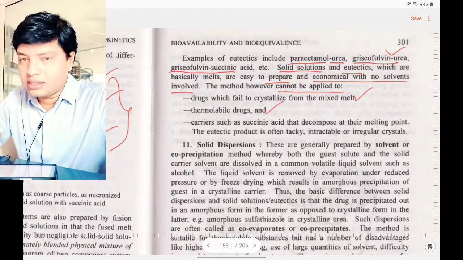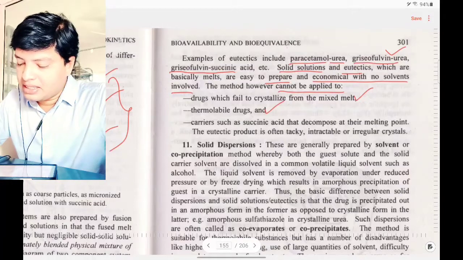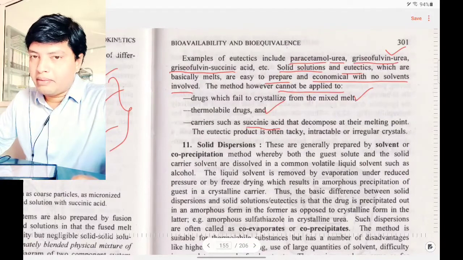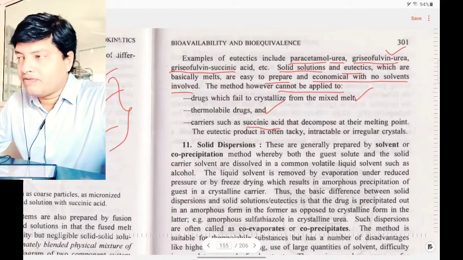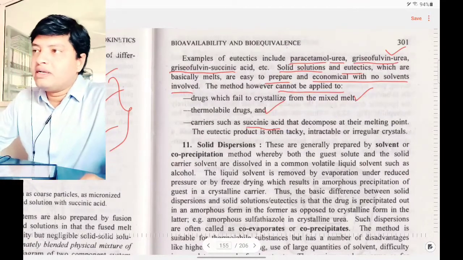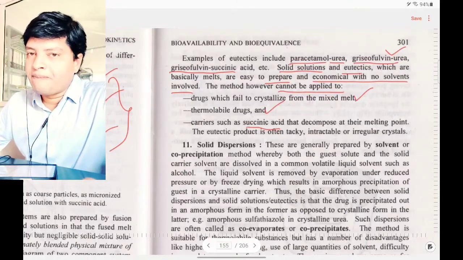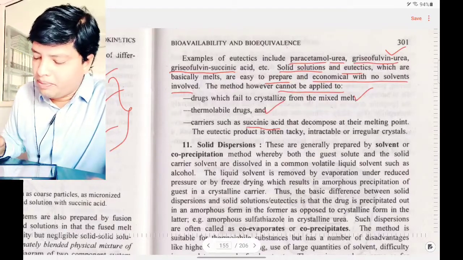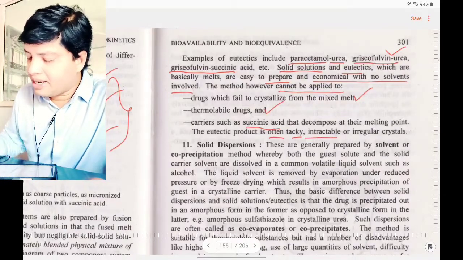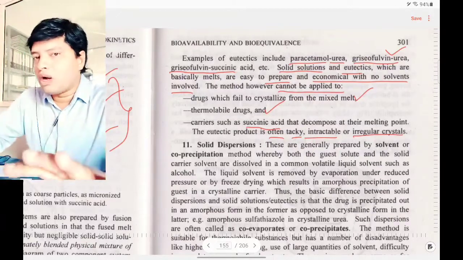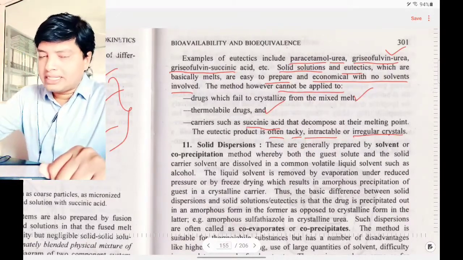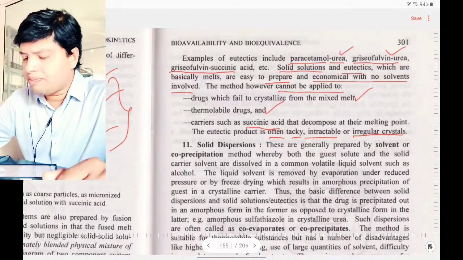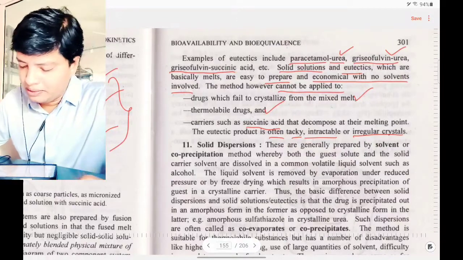Then thermolabile drugs, we can't use this. Then carriers such as succinic acid decompose at their melting point. If you use a carrier like succinic acid, it will decompose at the melting point. The eutectic product is soft, tacky and intractable, with irregular crystals. You don't want this to form. If we use succinic acid as a carrier for the eutectic mixture, it has some problems. In such a case, replace the succinic acid with urea.